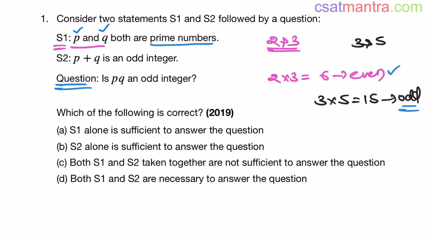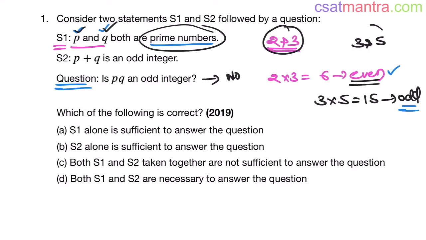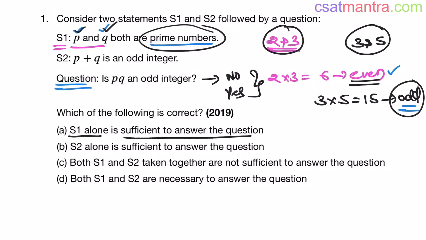See, what I mean by statement 1 is, for any two prime numbers P and Q, I should have an exact answer for this question, either yes or no, but not both. For 2 and 3, the answer is no, because we are getting PQ as even. For 3 and 5, the answer is yes, because we are getting PQ as odd. So, for any two prime numbers, we are not having an exact answer for this question, my friends. So, statement 1 alone is not sufficient to answer this question, okay? So, option A is incorrect.